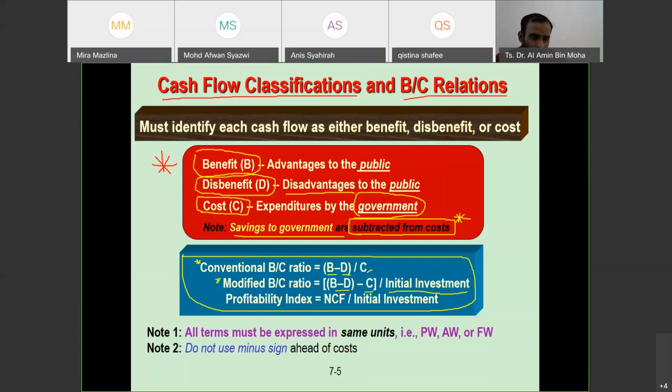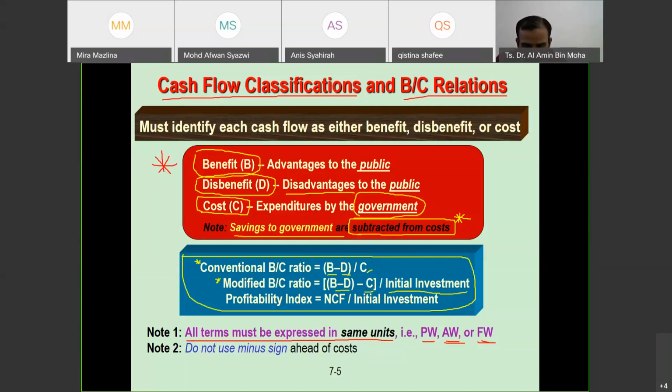And things to be given focus: all terms must be expressed in the same units. So you need to be consistent. When we are comparing, it should be present worth, annual worth, or future worth. But you can't mix. You can't have the benefit using present worth, and then the disbenefit using annual worth, or the cost using future worth. No. It should be the same.